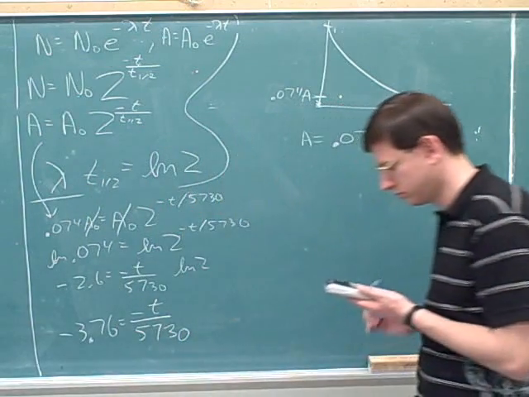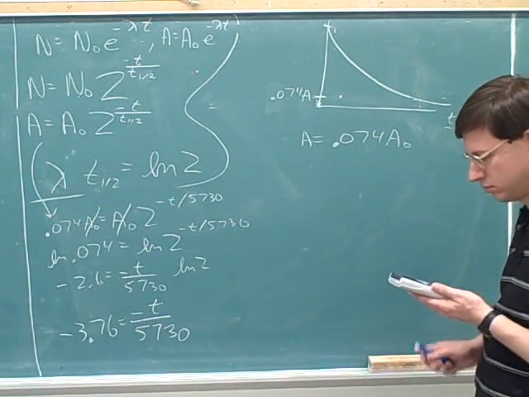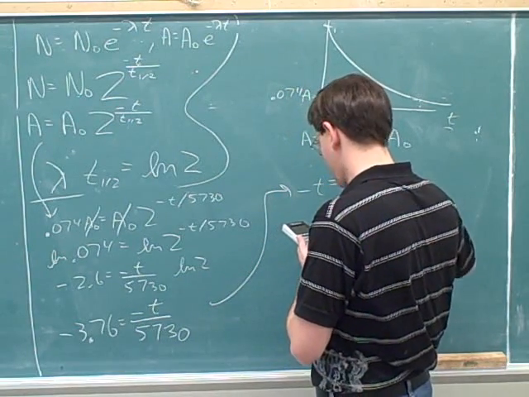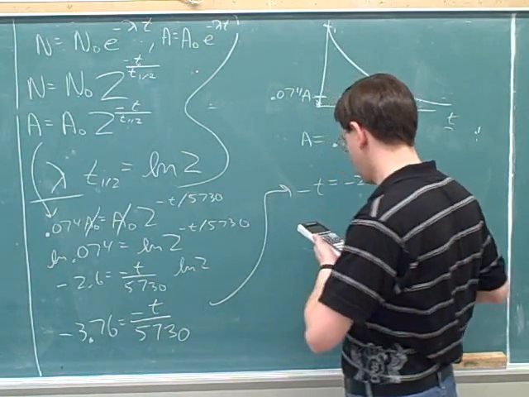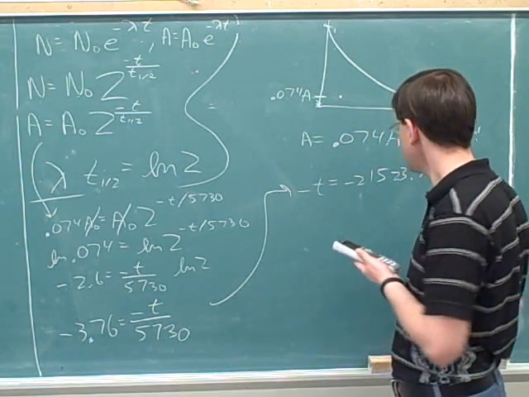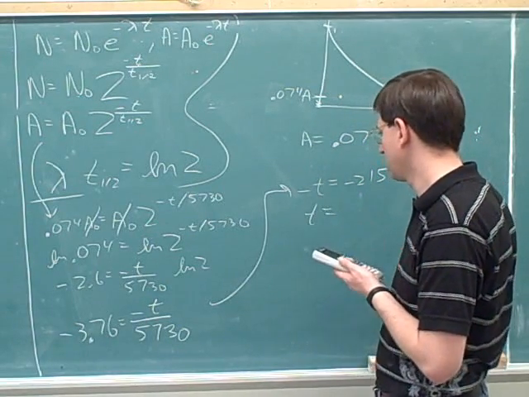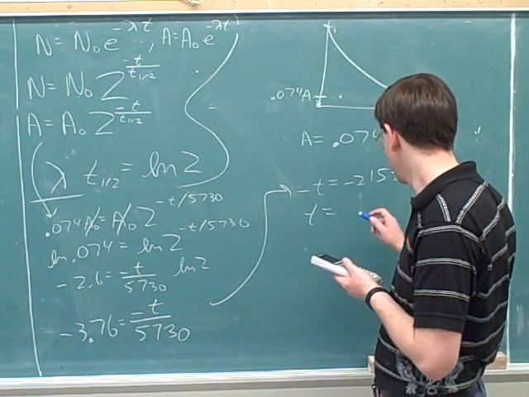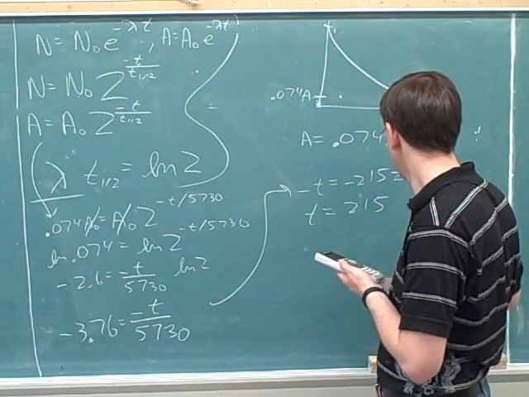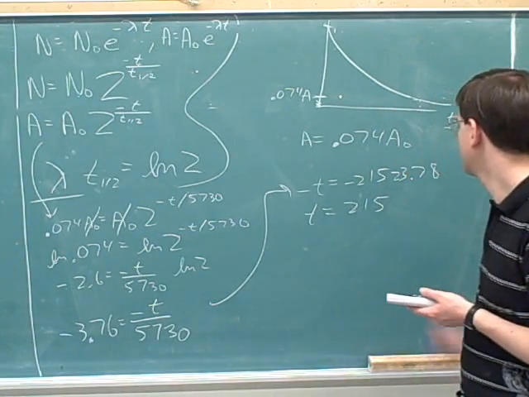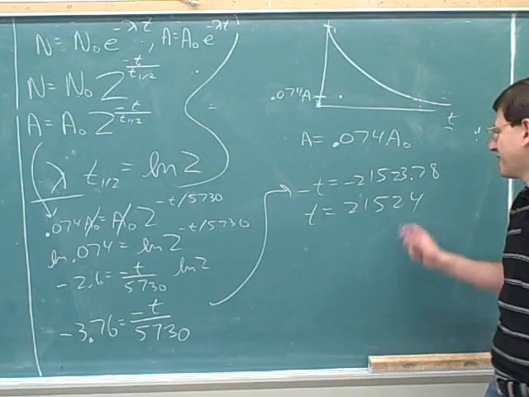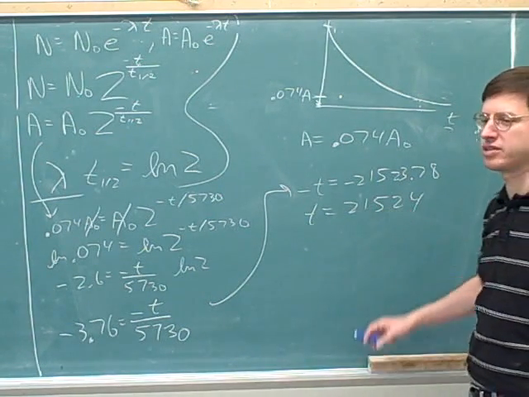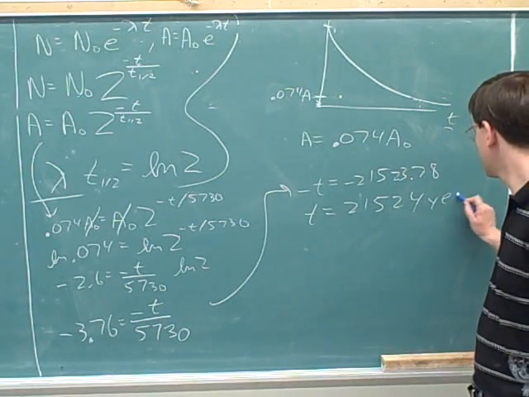Good. And then you get negative t equal to negative 21,523.78. So positive t is equal to 21,524. That's right. That's probably a lot more accurate than we're justified in being. We probably have fewer significant digits in this, but just to round off, this is approximately about the right answer. Yeah, and the answer is in years.